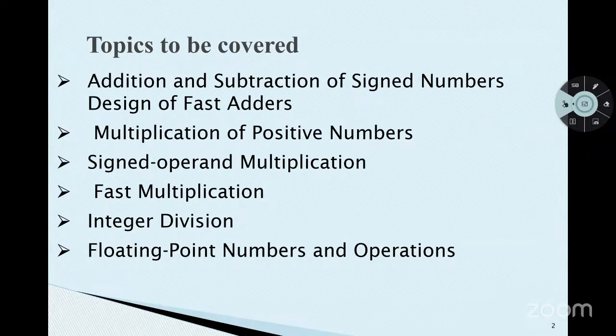Next, integer division. So here we are designing first addition and subtraction, then multiplication, then division, then floating point operations. Floating point means float values, like 2.3, then how we are going to design. Now all these arithmetic operations we are designing based only on binary numbers. All algorithms are designed based only on binary numbers.